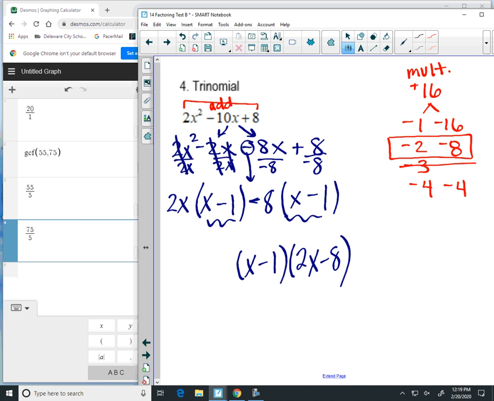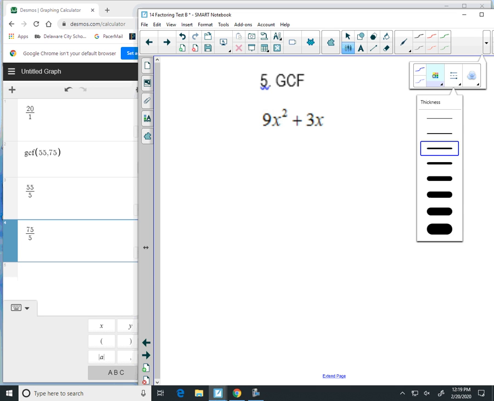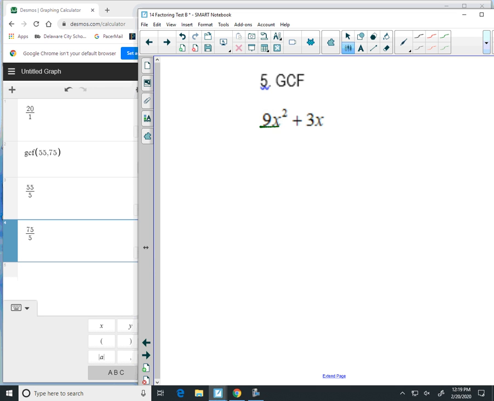Okay, that one wrong. All right. 5 is a GCF problem. 24. What can I take out? I can take out a 3. I totally agree. What else? I can take out an x. Absolutely. I can take out a 3 and an x.